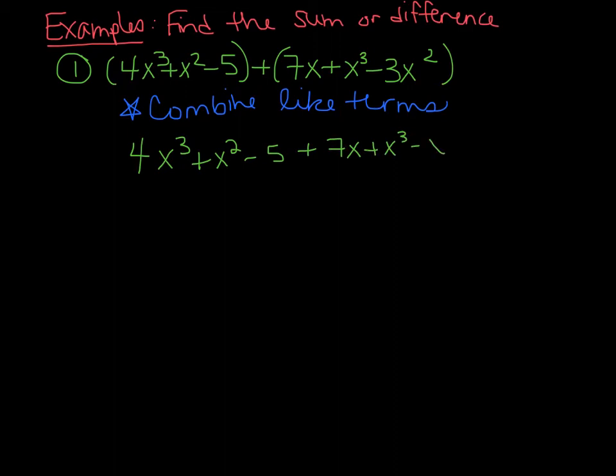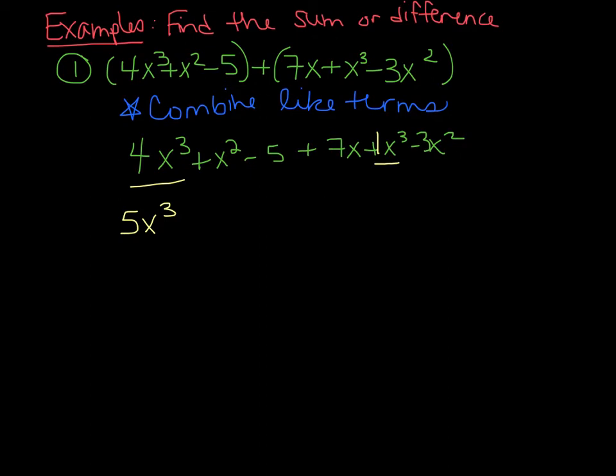The next thing I'm going to do is underline things that are like terms. The first thing I have that's like terms is this 4x to the third and this x to the third. Remember, the x to the third is positive because there's a plus in front of it. So I'm going to add those together. If you want, you can put a 1x. That's going to give me 5x to the third. By the way, you'll notice as I do these, I write them in order from the highest exponent to the lowest exponent. It's important that you do this. We call that standard form, so please make sure you're doing that.